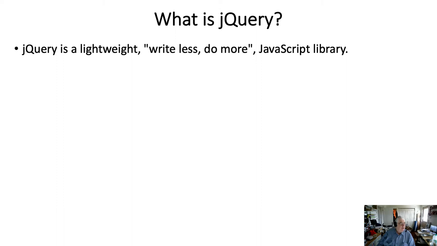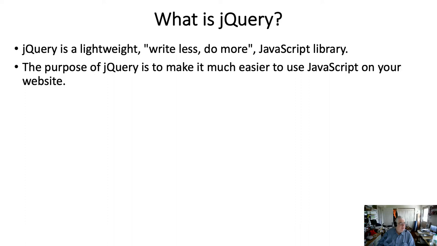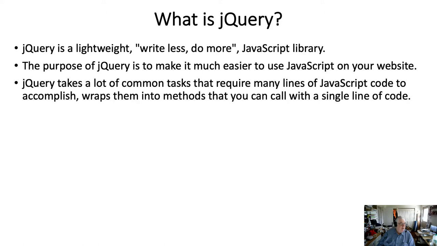So what is jQuery? It's a lightweight, write less, do more JavaScript library. The purpose is to make it much easier to use JavaScript on your website. And while it's true that now you could probably get by without jQuery, the ecosystem around jQuery means that I think you'll still use it for a long time. jQuery takes a lot of common tasks that require many lines of JavaScript code to accomplish, and wraps them into methods that you can call with a single line of code.